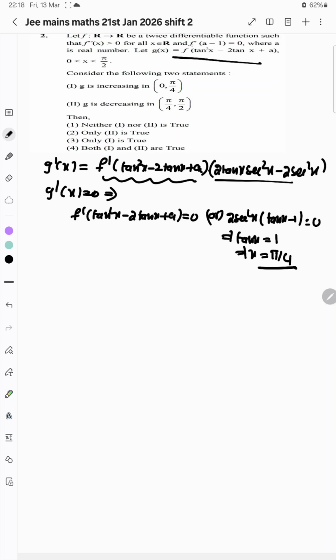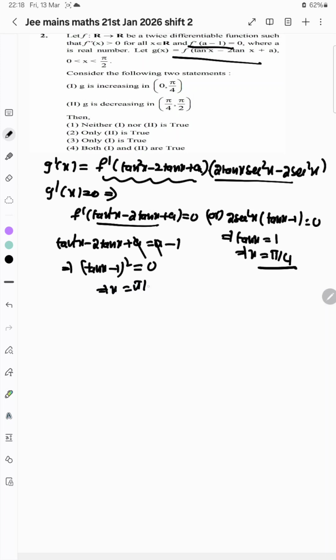Similarly, from the other factor also we can check it. They gave already f dash of a minus 1 is 0, right? So f dash part is 0 means it's compulsory a minus 1. So tan square x minus 2 tan x plus a is equal to a minus 1. A is going to cancel. Minus 1 you can bring that side, so that it will become tan x minus 1 whole square is 0. From this also we will get x is equal to pi by 4 only. So pi by 4 is the only critical point.